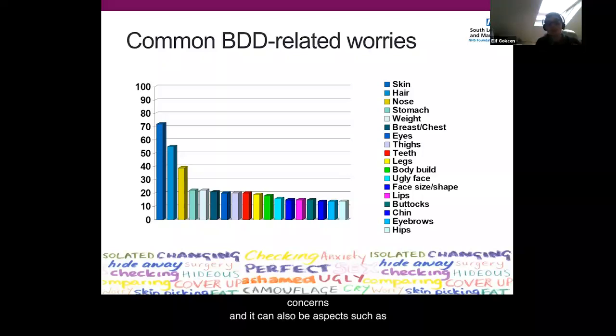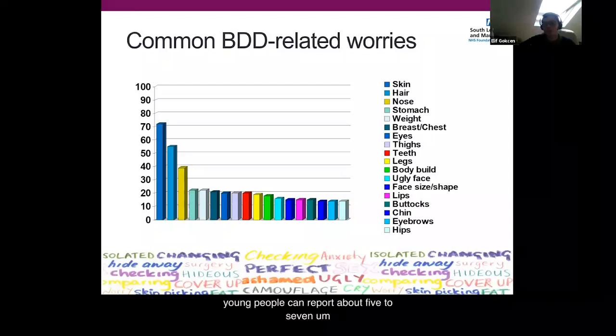And it can also be aspects such as, for example, sometimes people can worry about the way that they might sound, the way that their facial features might be moving as they're talking to other people as well. So there's quite a broad range there. And interestingly, what we know is that on average, young people can report about 5 to 7 different types of worries about their appearance.